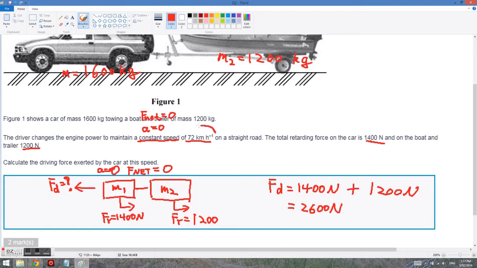Just another thing. Do you still remember how to convert kilometers per hour into meters per second? The idea is, 72 kilometers per hour. What you do is divide by 3.6, a shortcut. Use your calculator, it's going to be 20 meters per second. This is a shortcut to convert kilometers per hour to meters per second. Just remember that.